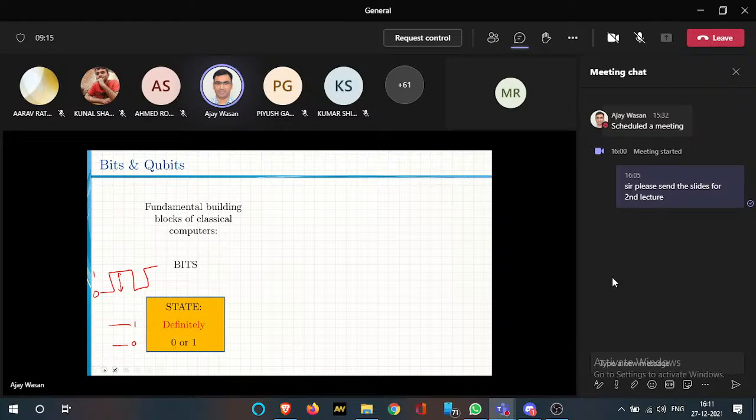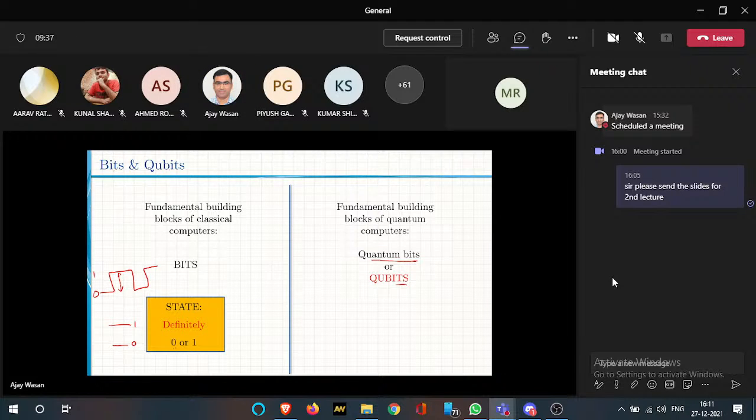And in the quantum world, the fundamental building blocks of quantum computers are quantum bits. We call them qubits, the short form of quantum bits. So whenever you see this, just think this is for quantum. All of you got it? Yes, sir. Okay, very good.